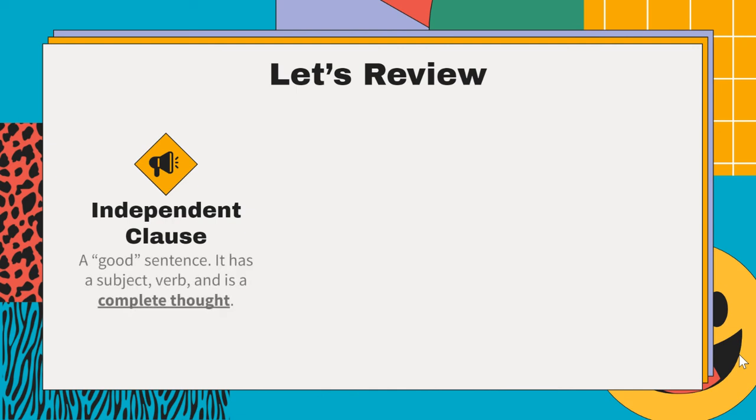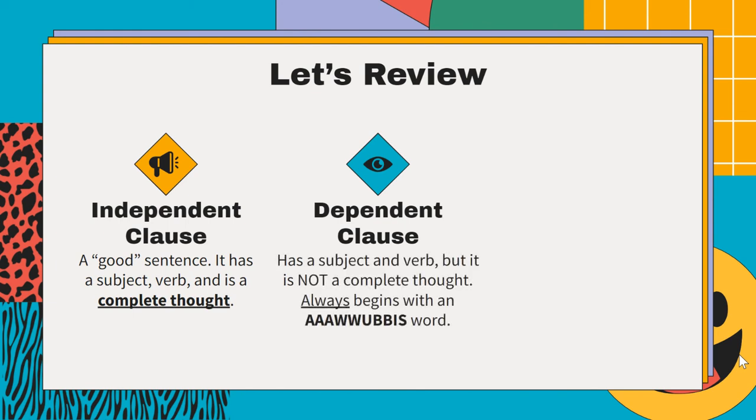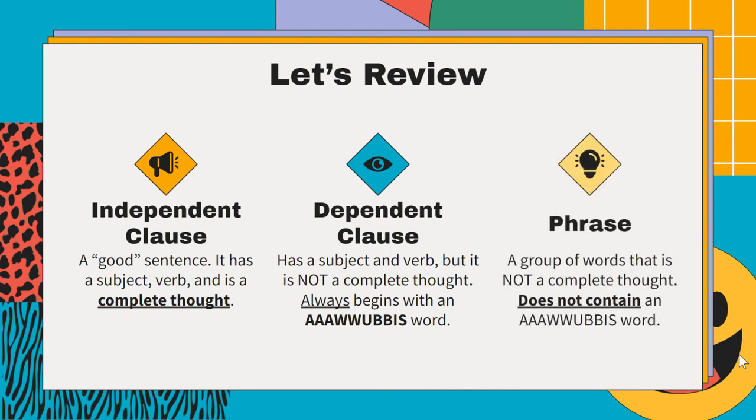So let's review. An independent clause is a good sentence. It has a subject, a verb, it's a complete thought, it can stand alone. A dependent clause has a subject and a verb, but it is not a complete thought. And a dependent clause always begins with an AWUBIS word. A phrase is a group of words that is not a complete thought, and it does not contain an AWUBIS word.